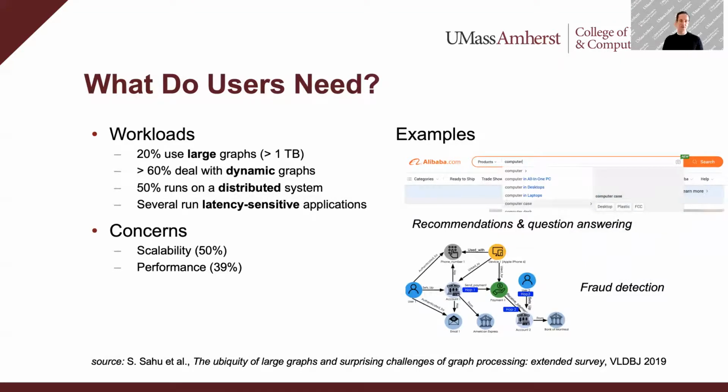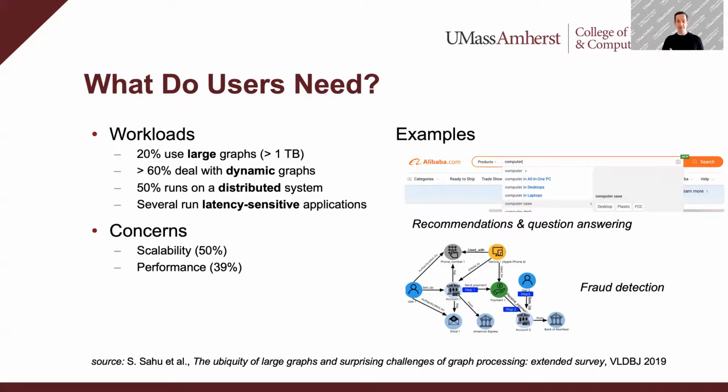A recent survey of users of graph tools has highlighted some important pressing needs and ways ahead for this type of system. First of all, it has shown that many users have to deal with large graphs, that these graphs are dynamic, so they change over time, and that they are stored on a distributed system. And there are many applications that are latency sensitive. So we want to run graph analysis fast. The faster we run it, the better. And as central concerns, these users have mentioned scalability and performance.